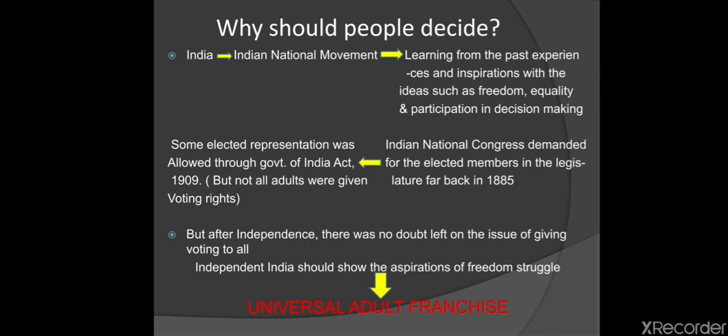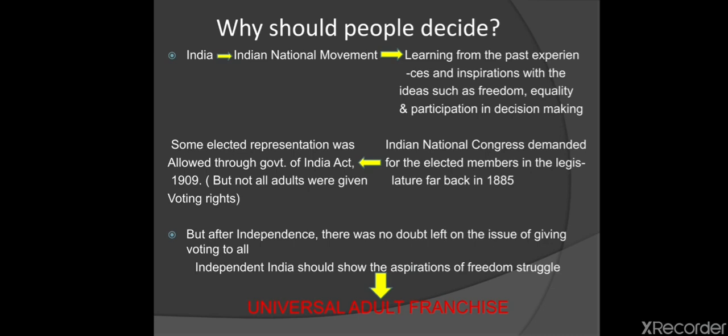So when somebody is restricted from these things, that person knows the value of ideas like freedom, equality, and participation in decision making. So these ideas were really important, and we experienced these ideas when India was under British rule. India faced hard times and saw harsh situations, and from that these ideas emerged.